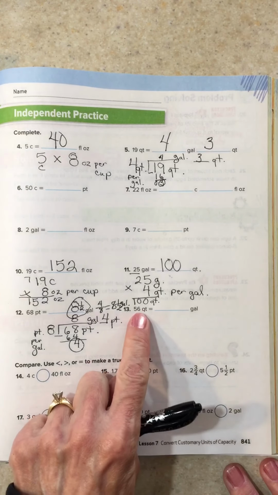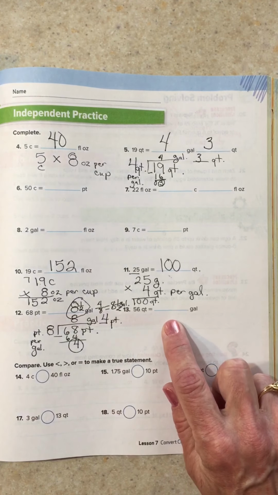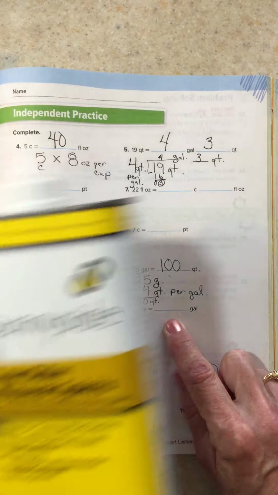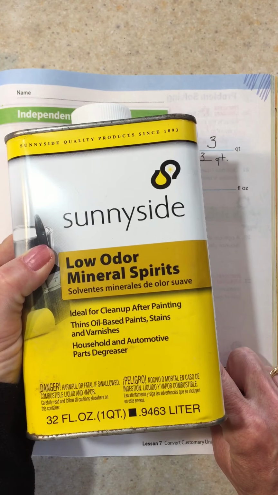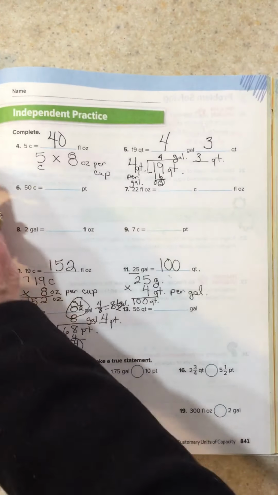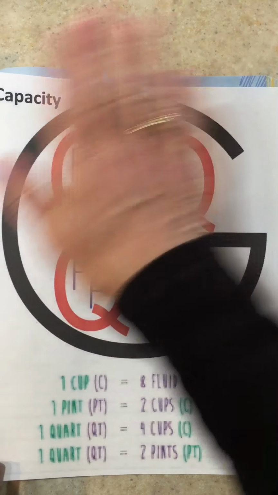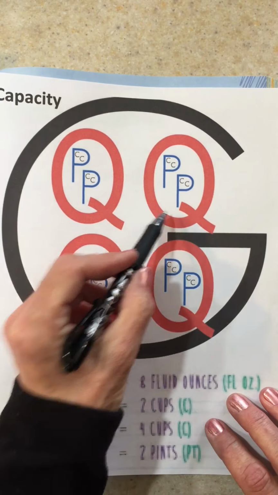Okay, what if you had 56 quarts? A little messy, but what if you had 56 of these? How many gallons would that be? Okay, in a gallon, how many quarts are there? 1, 2, 3, 4.